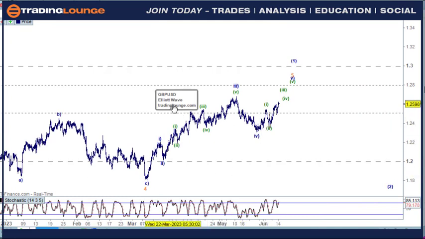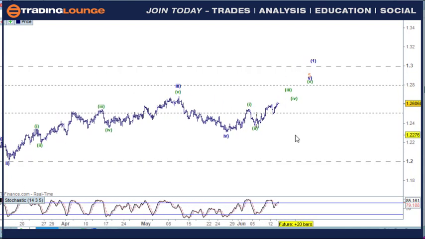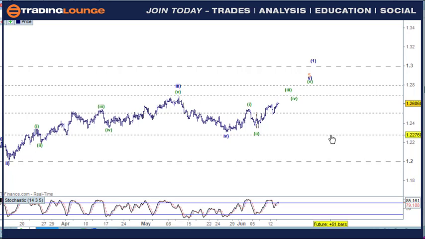So the cable here, we're looking for just a little 5 waves up here. It's sort of doing its own thing at this point. We could have this as a B wave here. I do need it to take out the top here just to validate that situation.